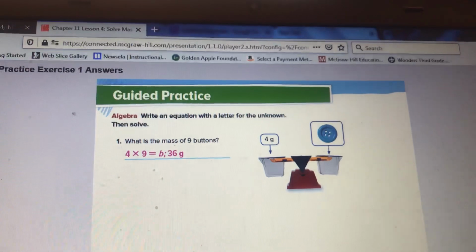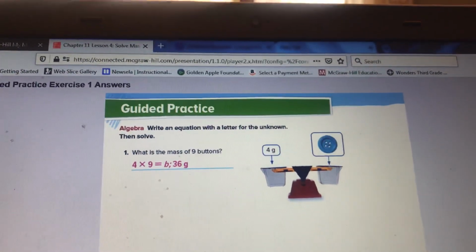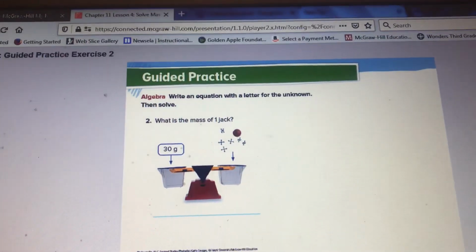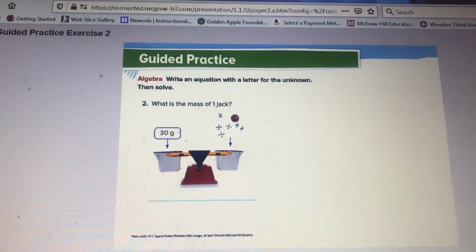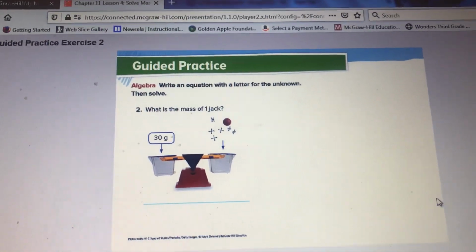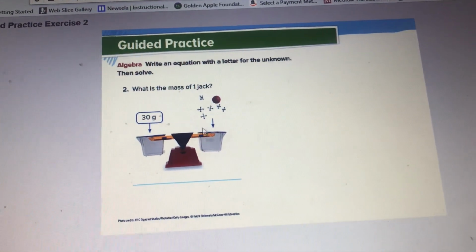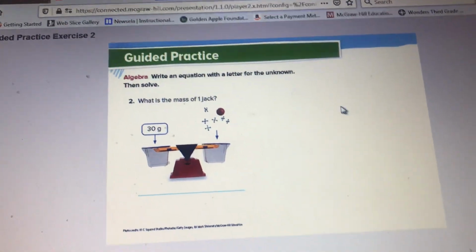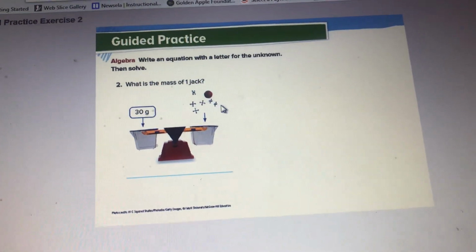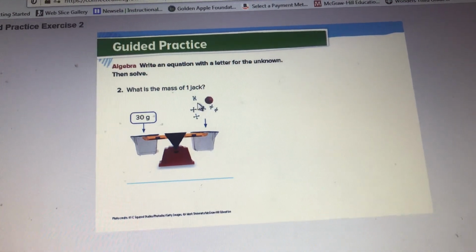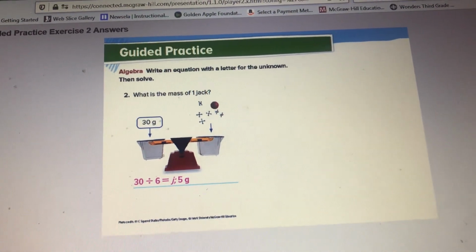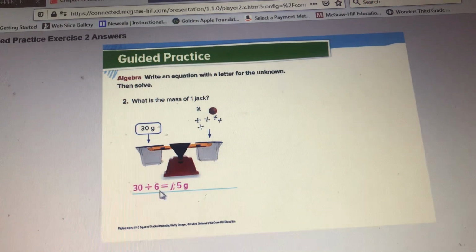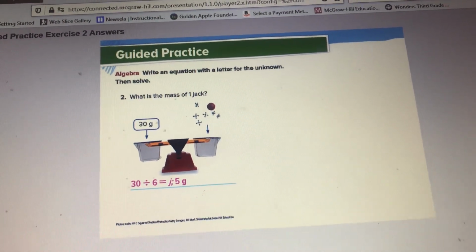Okay, number 2, what's the mass? Oops, I'll better move it. Here we go. What's the mass of 1 jack? Well, we see 1 jack here, and we know that 30 grams divided by 6 would equal what? We can see there's 1, 2, 3, 4, 5, 6 here. So what is the mass of one of them? So 30 divided by 6 equals 5 grams. Make sure they did J for jacks. 30 divided by 6 equals J, 5 grams, okay?